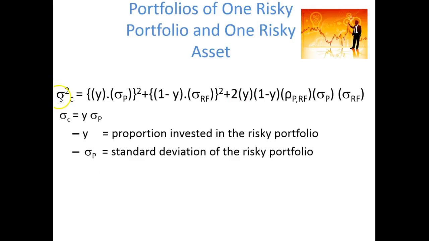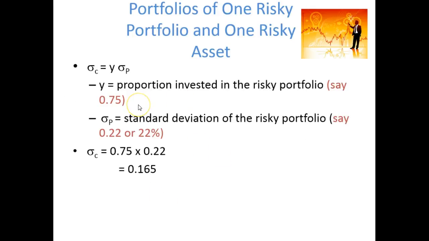And what we're left with is that the variance of the complete portfolio is just the weight times the standard deviation of the risky portfolio, squared. If I take the square root of both sides, the standard deviation of the complete portfolio is simply the weight invested in the risky portfolio times the standard deviation of the risky portfolio. So it reduces down to quite a simple formula.